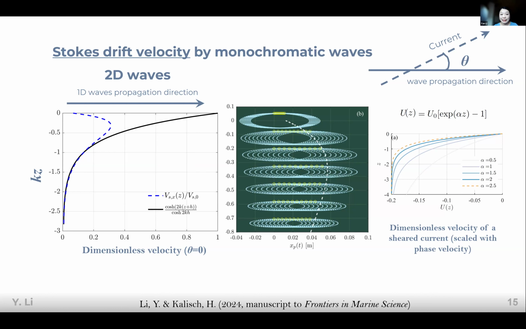Now, when we look at the left panel, the black line shows the Stokes drift velocity in the absence of current, which means it's basically the classic Stokes drift velocity. The Stokes drift velocity decreases its magnitude exponentially with water depth. But if you look at the blue line here, because of the presence of a shear current, you will see the magnitude of the Stokes drift has a non-monotonic dependence on water depth. So this was not reported before.